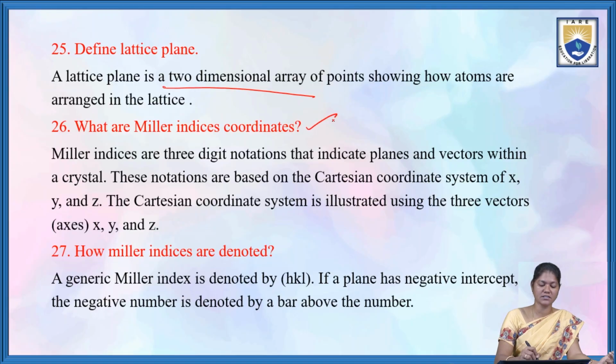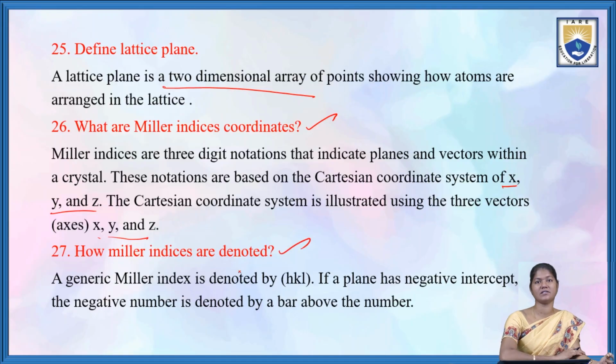Define lattice plane. A lattice plane is a 2-dimensional array of points showing how atoms are arranged in the lattice. What are Miller indices? Miller indices are 3-digit notations that indicate planes and vectors within a crystal. These notations are based on the Cartesian coordinate system of x, y, and z. The Cartesian coordinate system is illustrated using the 3 vectors x, y, and z. So Miller indices represent the 3-digit notation that indicates planes and vectors within the crystal.